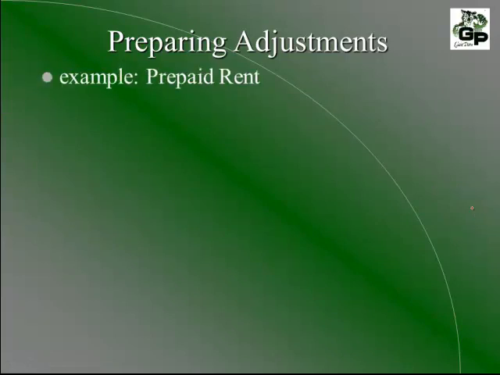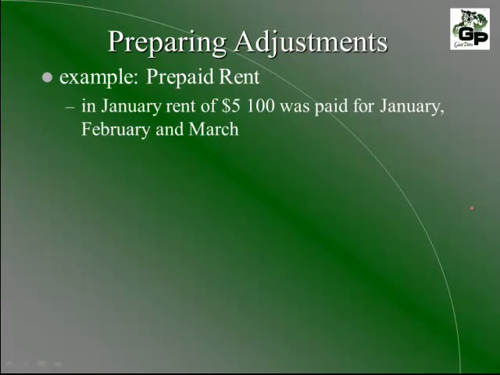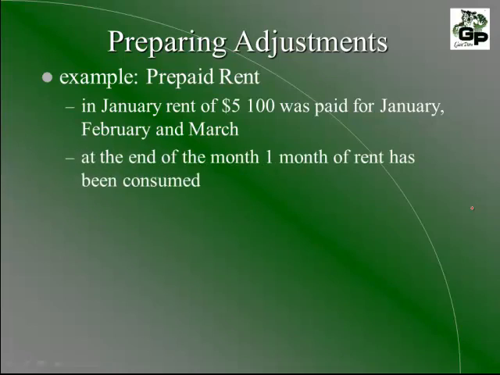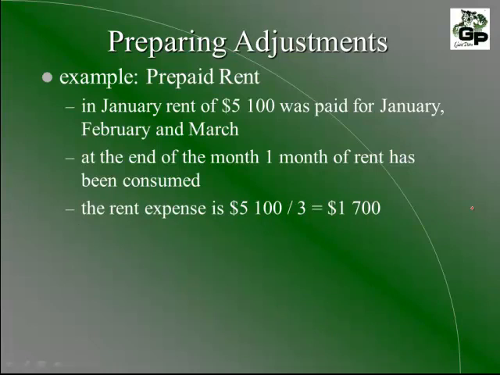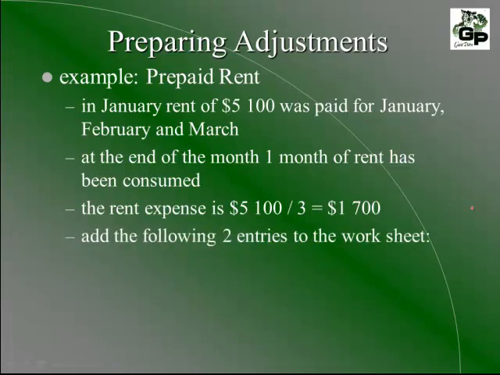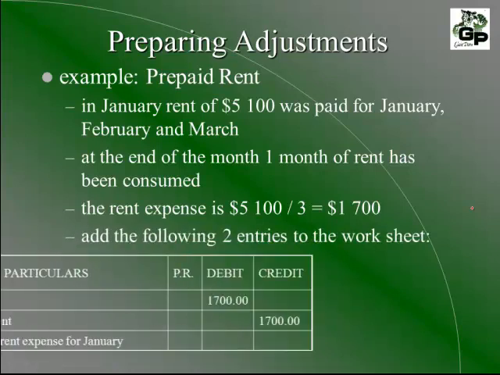Here's another example for prepaid rent. In January, rent of $5,100 was paid for January, February, and March. At the end of the month, 1 month of rent has been consumed. The rent expense is $5,100 divided by 3, which is $1,700. Add the following 2 entries to the worksheet.